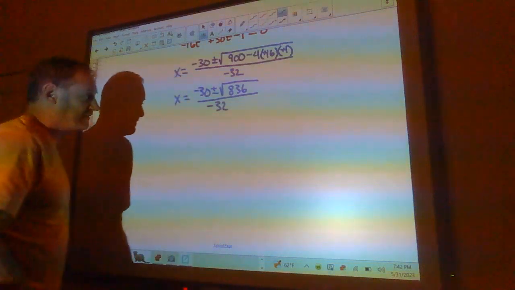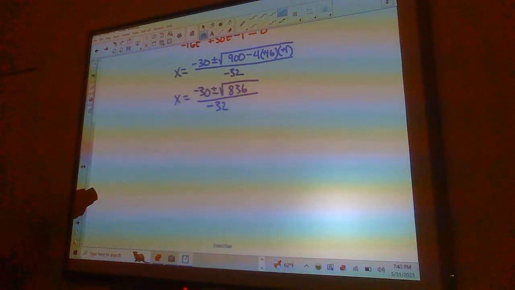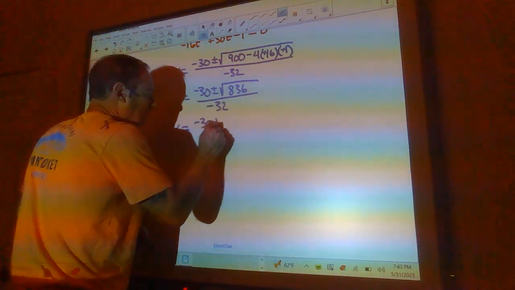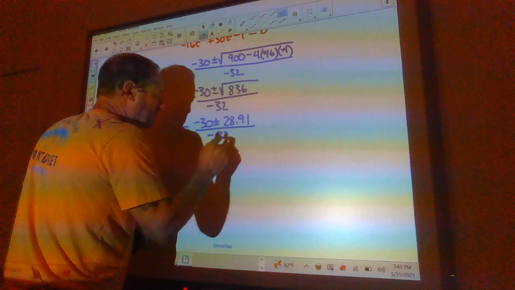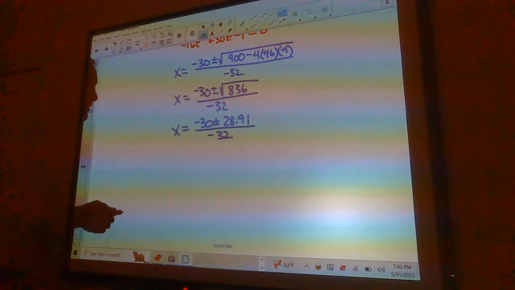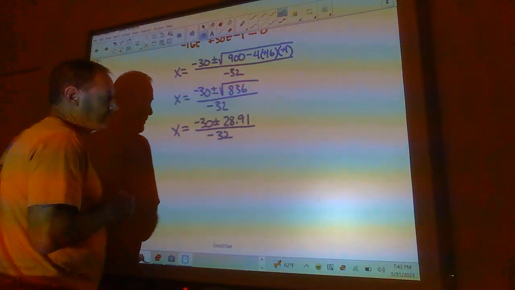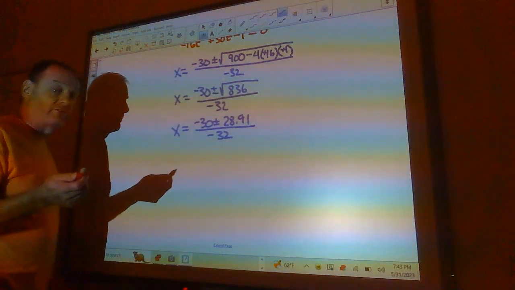Now, I'm going to get a positive and a negative answer for this. And obviously the negative answer, since I can't go back in time, is going to be tossed. So, square root of 836 is approximately 28.91. Okay, I want the numerator to be negative, because then I got a negative in the denominator. It's going to cancel out. My answer is going to be positive.